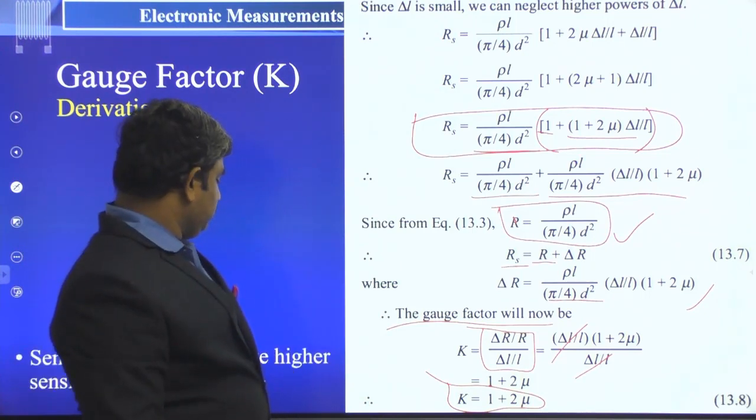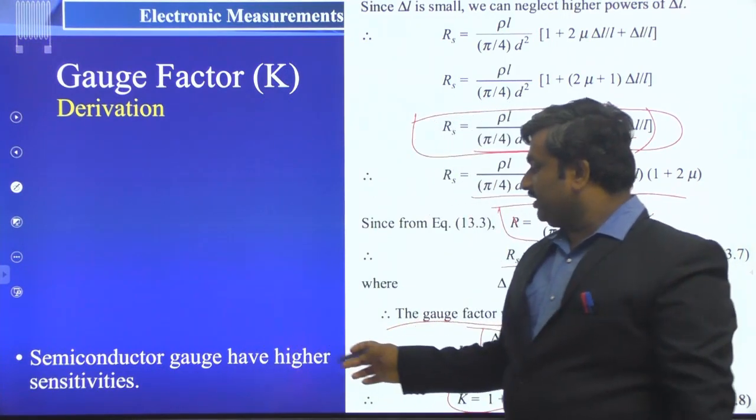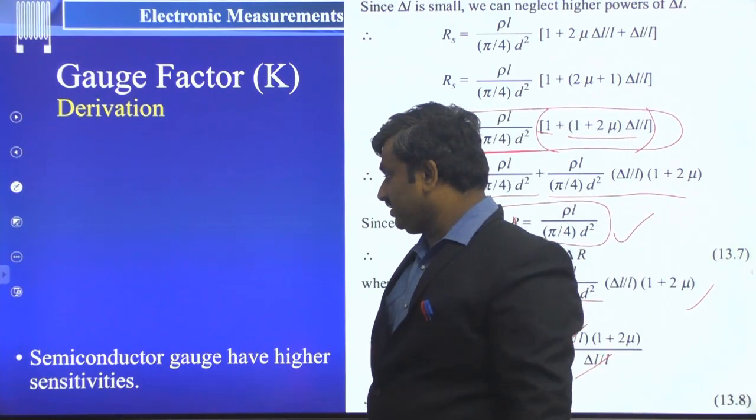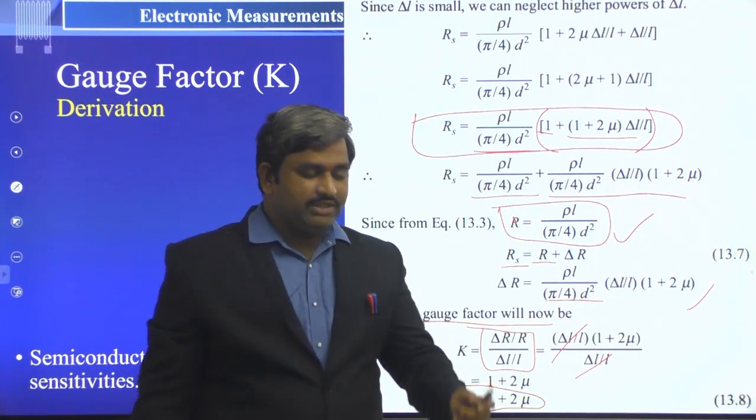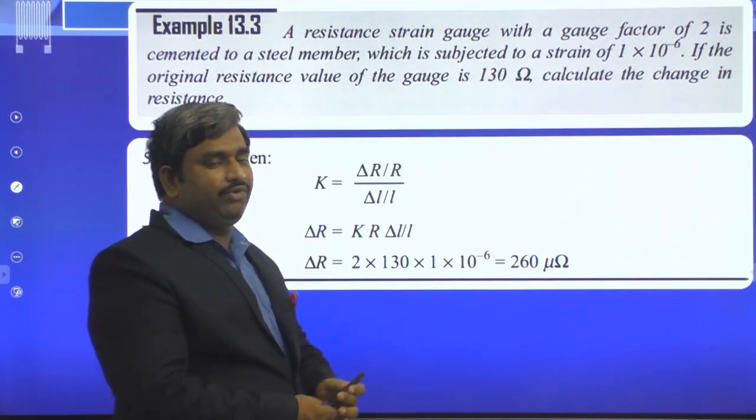Okay, right. Now, generally, semiconductor strain gauges have higher sensitivity. Semiconductor strain gauges have a very high amount of sensitivity. Okay, so based on this, here we have a problem.